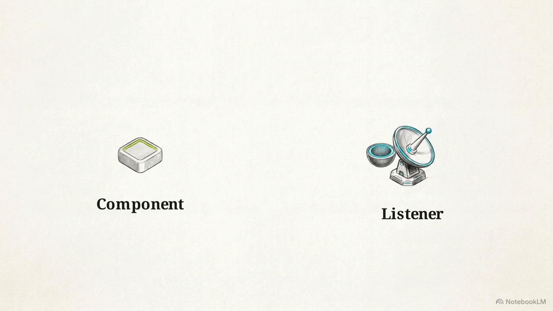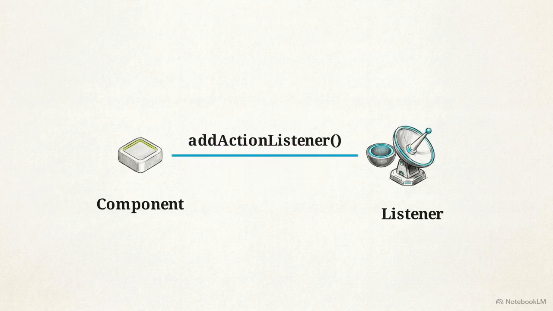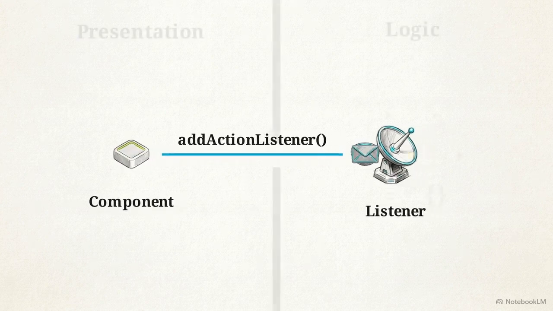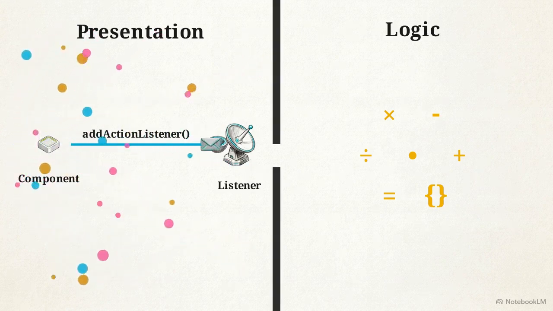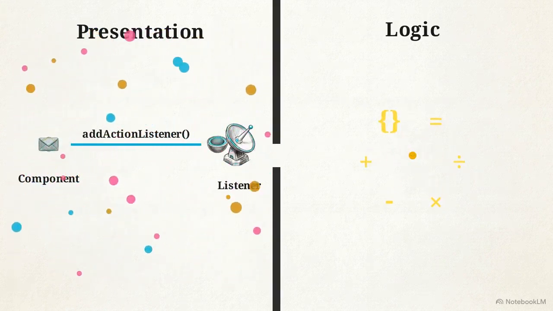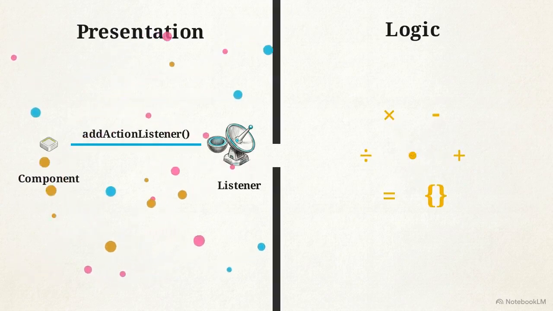The system won't do this automatically. The programmer has to explicitly write code that registers the listener object to the component, binding them together. This is a strict architectural decoupling. The visual presentation knows nothing about the math logic, and the math logic only runs when the listener hands it an event packet. It is a controlled way to manage highly unpredictable, asynchronous user behavior.